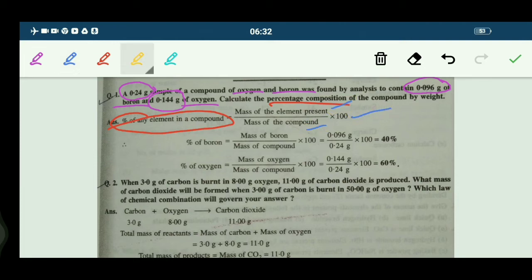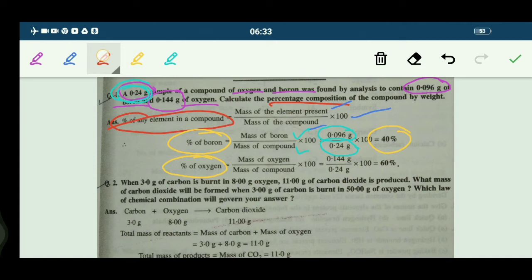Fine. So in the question everything is given. What will be the percentage of boron? And you have to find out the percentage of oxygen as well. So in order to find out the percentage of boron, write down the mass of boron, that is the element, and mass of the compound into 100. The mass of boron is given as 0.096 gram and the mass of the compound is 0.24 gram. Now students, multiply it by 100. That is what the formula is saying. Your answer would be 40%.